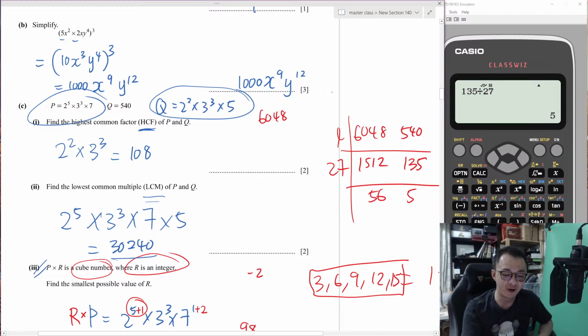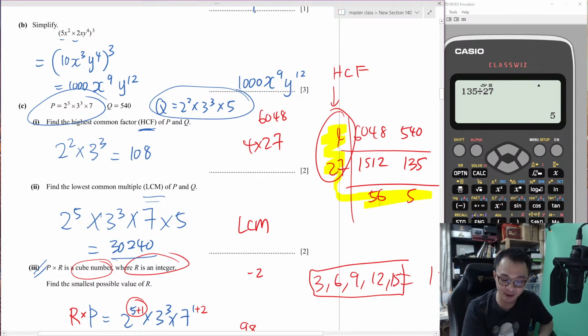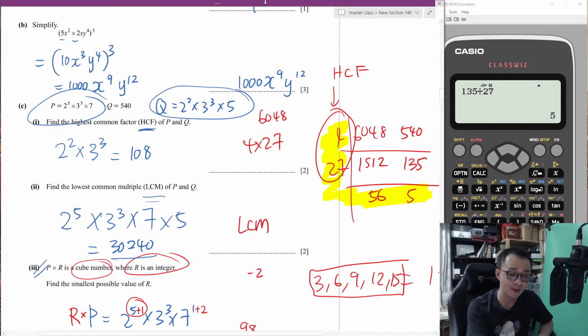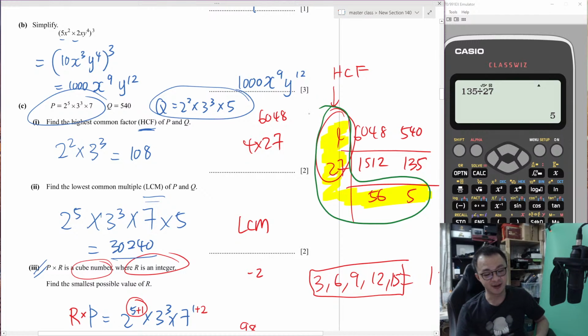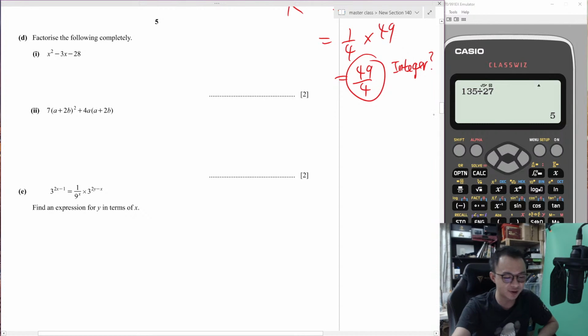For HCF, it is just the numbers on the side, which is 4 times 27. But for LCM, it is all the numbers, all the way here. This is LCM. I would say this is how you do it manually, using the divide method, something like that. Alright, so D.